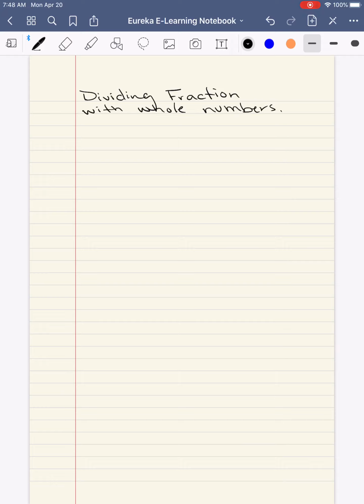If I had a problem like 1 over 4 divided by 6, the first thing I'm going to do is change this whole number into a fraction. How do I do that? Any whole number is considered a fraction. A whole number is made into a fraction when you take your whole number 6 and put it as your numerator, and then you put a 1 underneath it. Then I'm just going to bring everything else down.